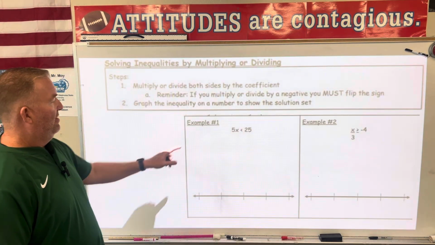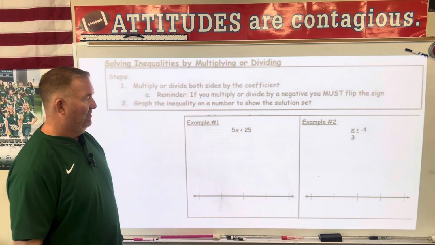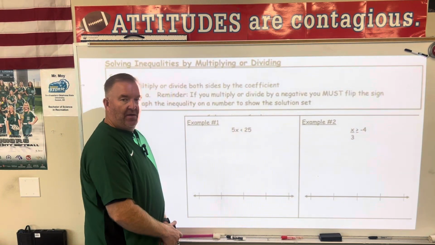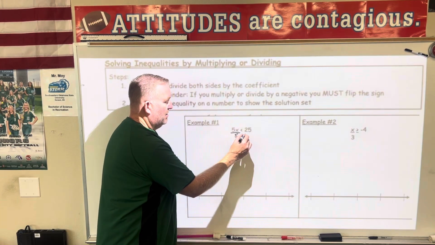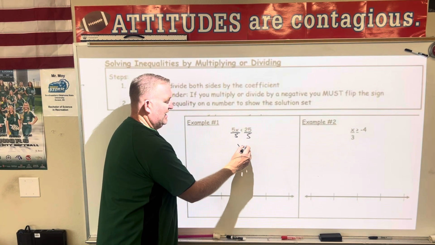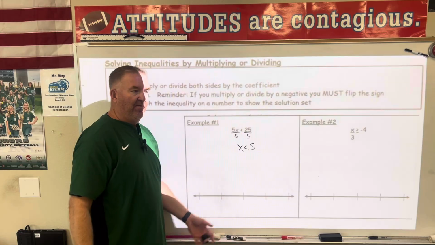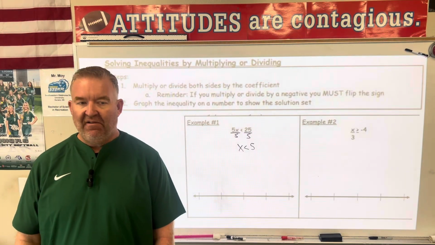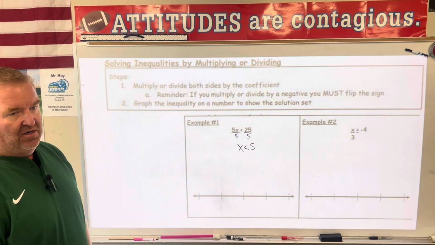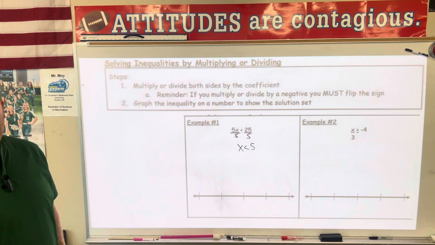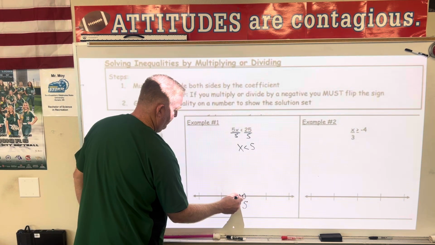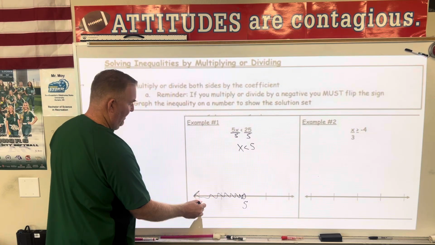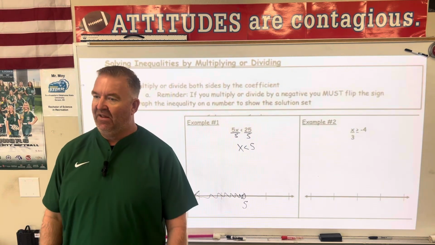Cool. Number 1, let's do this one really quick. Do you see, is there a negative? So is this one going to flip? So I divide by 5, yes. x is less than 5. So what number am I talking? 5. What kind of circle? Open to the left. Pretty simple. So let's go 5, open to the left.